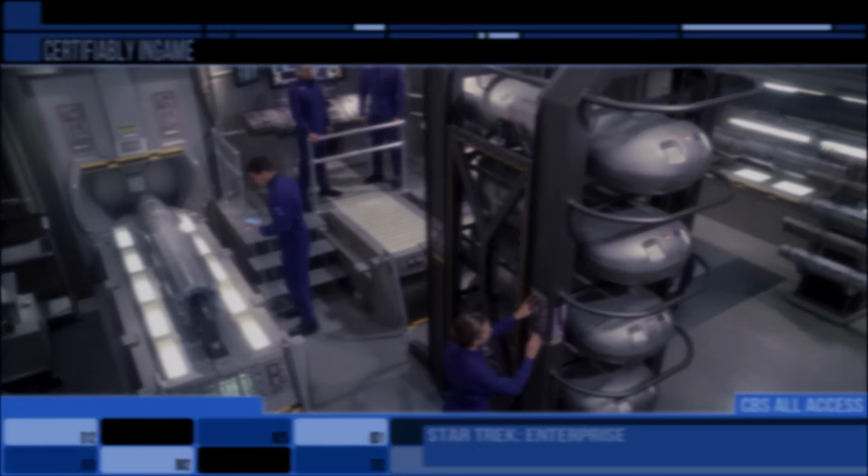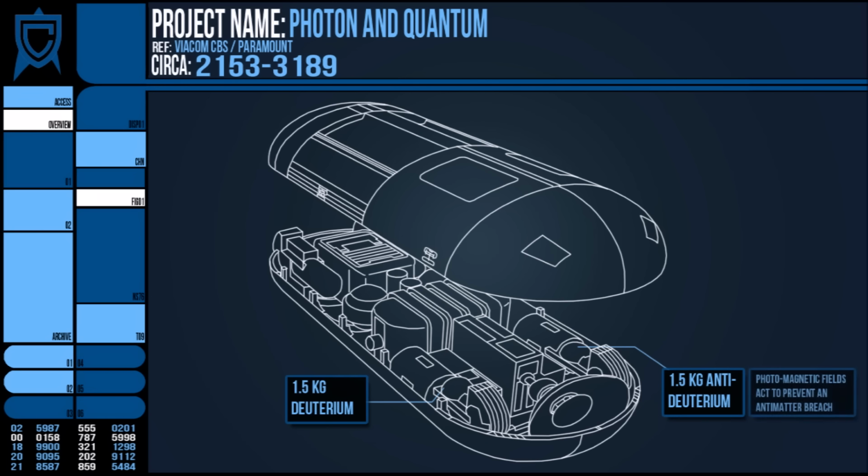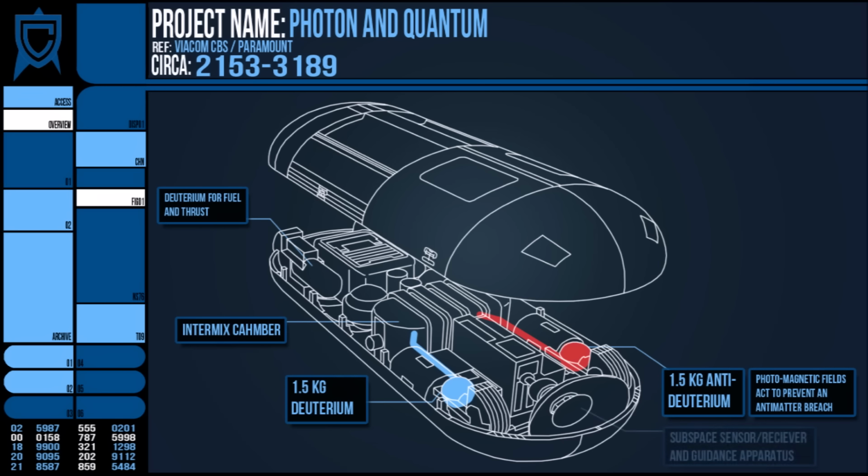1.5 kilograms of deuterium and anti-deuterium are the payload for the photon torpedo. The antimatter is safely contained by photomagnetic fields until it is needed, just like the storage tanks of a starship. When the device is fired, the deuterium and its opposites are primed and then enter the intermix chamber awaiting the trigger. By default, the trigger for the torpedo is impact, but they can be remotely detonated by subspace signal or set with a timer.